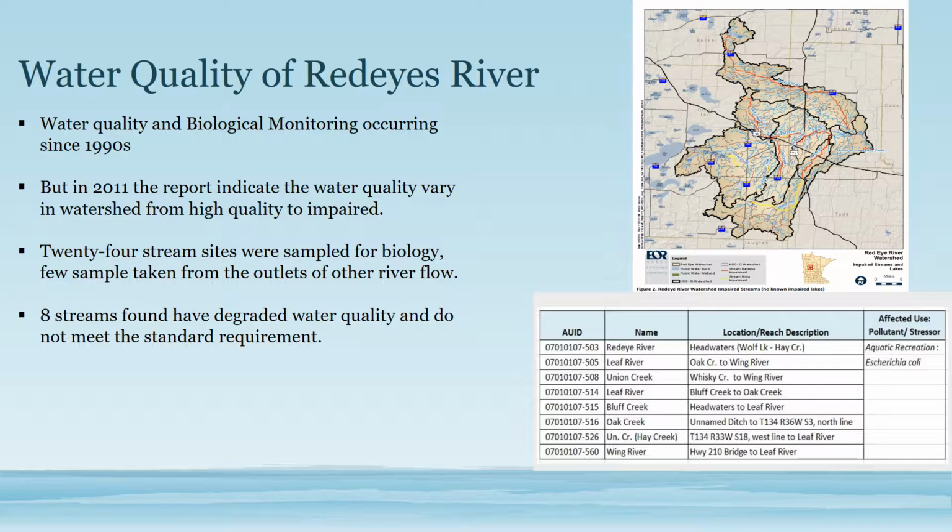Water quality monitoring of Redeyes River started in the 90s, but in 2011 a report indicated the water quality of the Redeyes River watershed is impaired. 24 samples have been taken from different streams to know the water quality. From those 24, only 8 streams have low quality of water which does not meet the standard requirement. And the one at the top is the Redeyes River watershed.